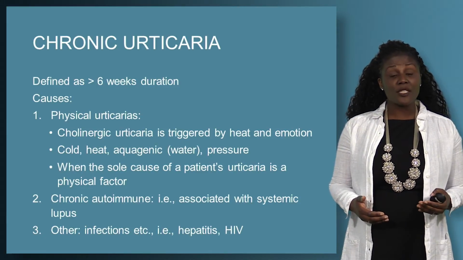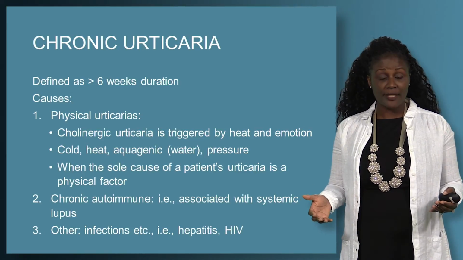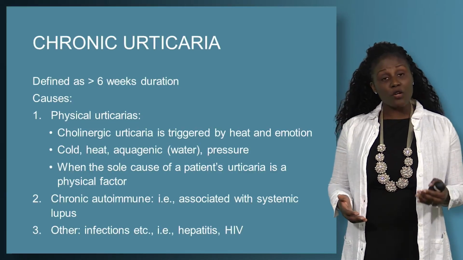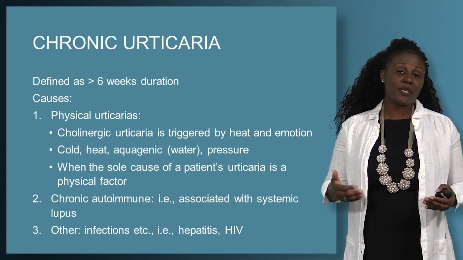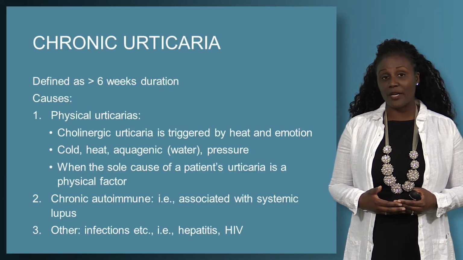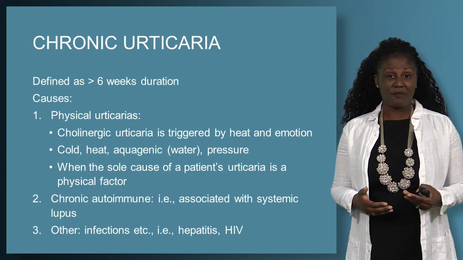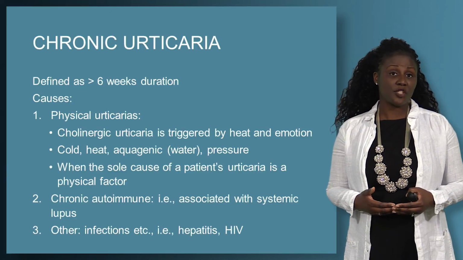Chronic autoimmune conditions such as lupus can also present with chronic hives. So when we see a patient who has chronic hives, but also features of perhaps a systemic illness, we would consider something such as lupus and investigate accordingly. Other things that can present with chronic urticaria are infections such as hepatitis and human immunodeficiency virus.